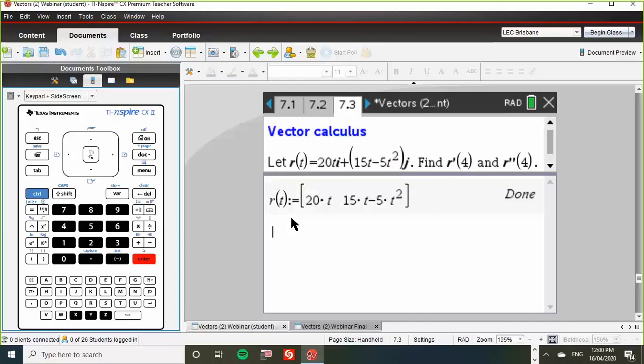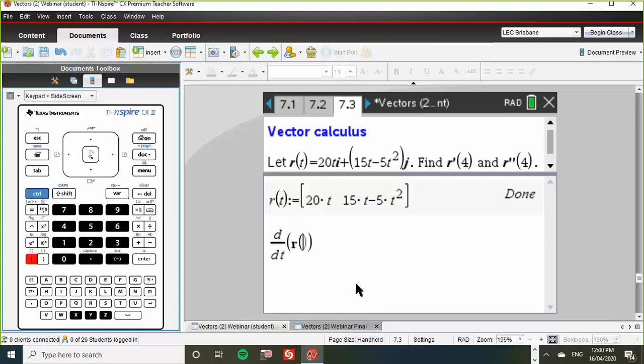Now what we can do is work out r dashed of 4. So it's differentiating r of t and then substituting t equals 4 into it. And that will find us the velocity vector at time t equals 4. A shortcut to get the derivative operator is shift subtraction. Then our independent variable is t.